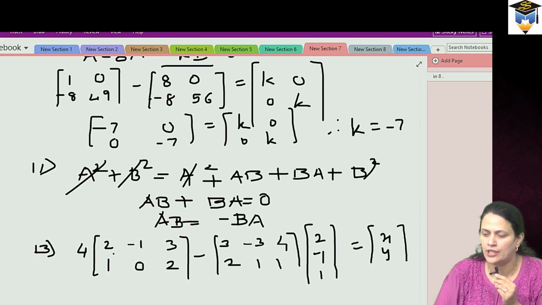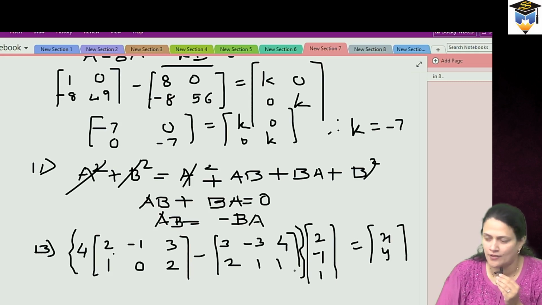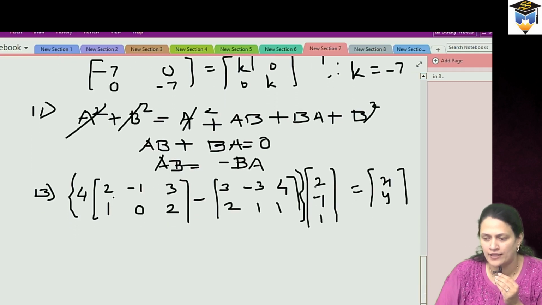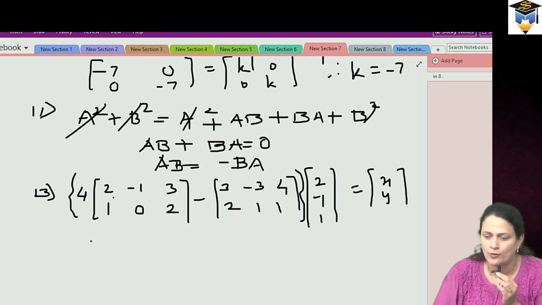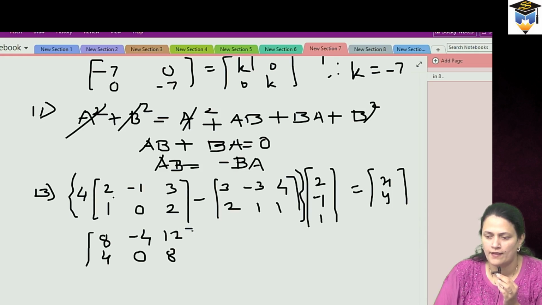So first do the multiplication part. This entire bracket is in curly bracket, so you have to solve the curly bracket first. And then multiply it by this, then you will get the values of x and y directly by equating. Multiply by 4, then do the subtraction also. So I'm going to solve the curly bracket. So it is going to be [8 4 0; 8 12 -4], and minus this, that is 3 [2 -3 1; 4 1]. This entire thing we will solve first.